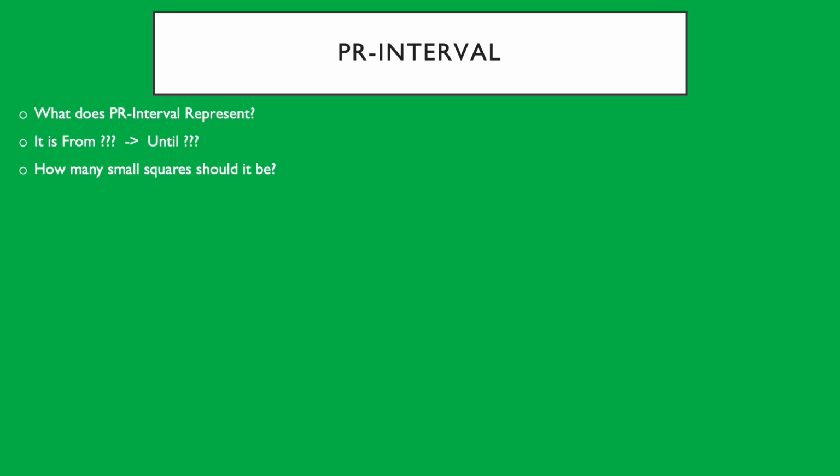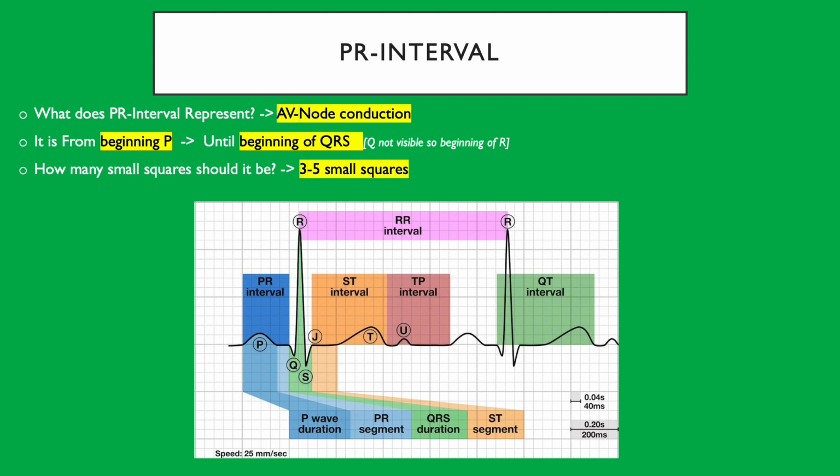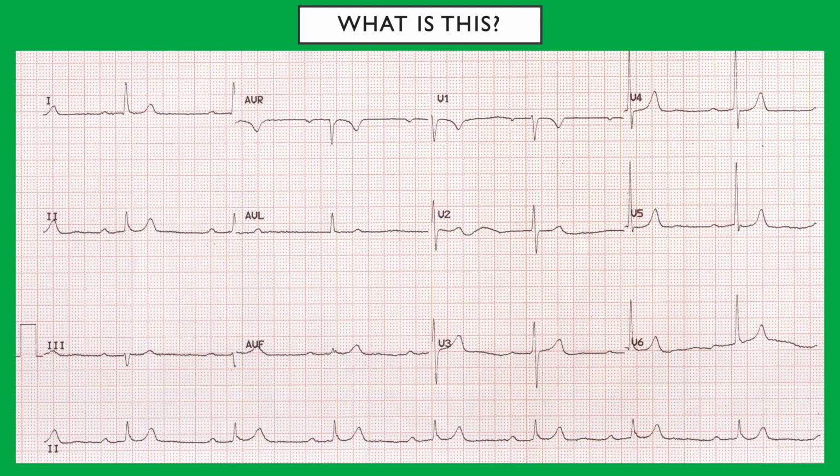You said it represents AVN delay, and it starts from the beginning of P until the beginning of QRS, and it should be 3 to 5 small squares. And then you just double it if you go to Germany. So what is this one? When we think about PR intervals, okay, we're in the chapter of PR intervals. So I'm helping you here. It's bradycardia, okay. Look at the PR interval.